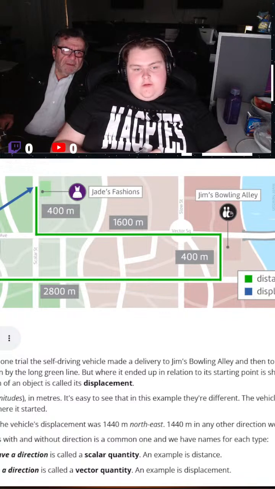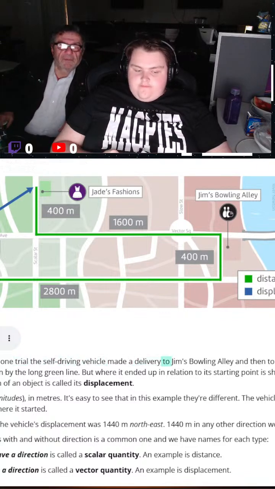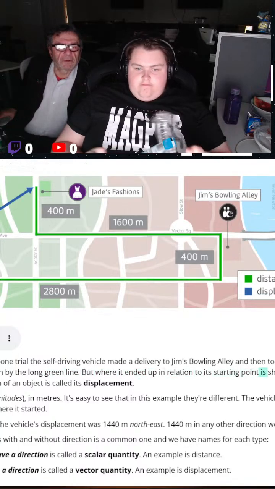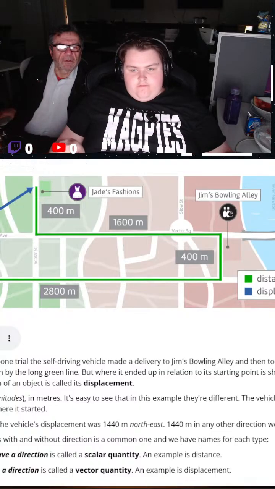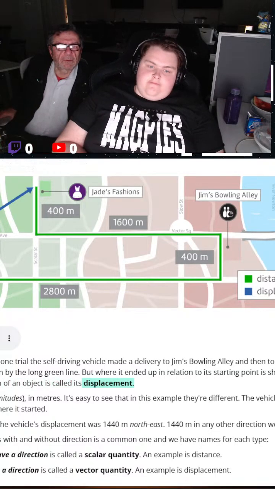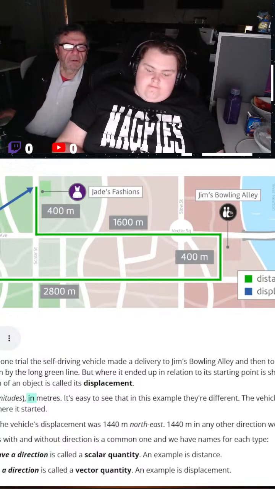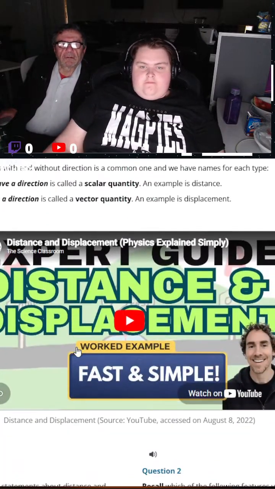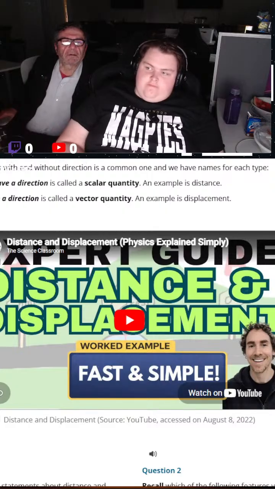As an example, on one trial the self-driving vehicle made a delivery to Jim's bowling alley and then to Jade's fashions. How far it travelled was a distance, as shown by the long green line, but where it ended up in relation to its starting point is shown by the diagonal blue line. The overall change in position of an object is called its displacement. Both quantities have sizes, or magnitudes, in meters. It's easy to see that in this example they're different. The vehicle travelled a total of 5,200 meters but ended up just 1,440 meters from where it started. Also, displacement has direction. The vehicle's displacement was 1,440 meters northeast. 1,440 meters in any other direction would take it somewhere else.